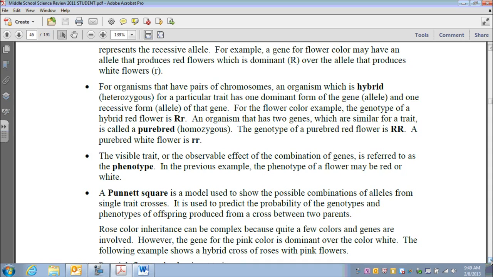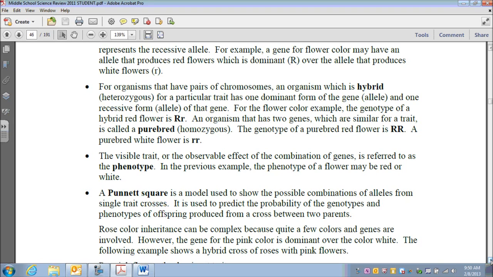For example, a gene for flower color may have an allele that produces red flowers, which is dominant, capital R, over the allele that produces white flowers, little r. For organisms that have pairs of chromosomes, an organism which is hybrid or heterozygous for a particular trait has one dominant form of the gene and one recessive form of that gene. For the flower color example, the genotype of a hybrid red flower is capital R, lowercase r.